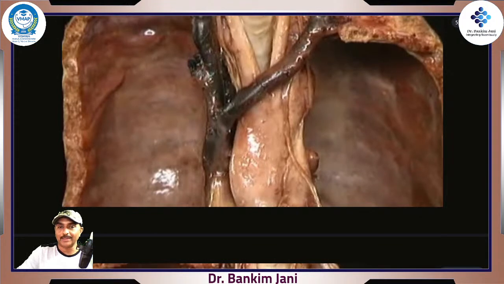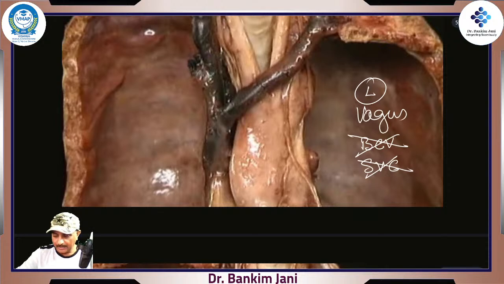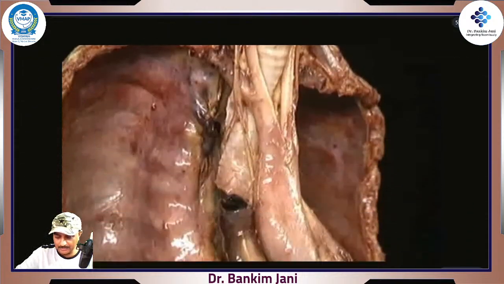Now we move on to the left vagus, right? Where is this left vagus? To see this left vagus, we remove these brachiocephalic veins. We'll remove the superior vena cava also, right? We'll remove all of them and then see how it really looks. So we saw that trachea, right? The trachea is seen clearly.